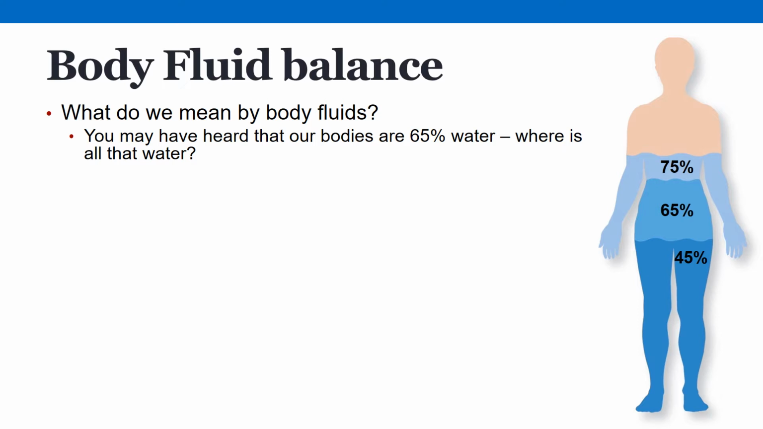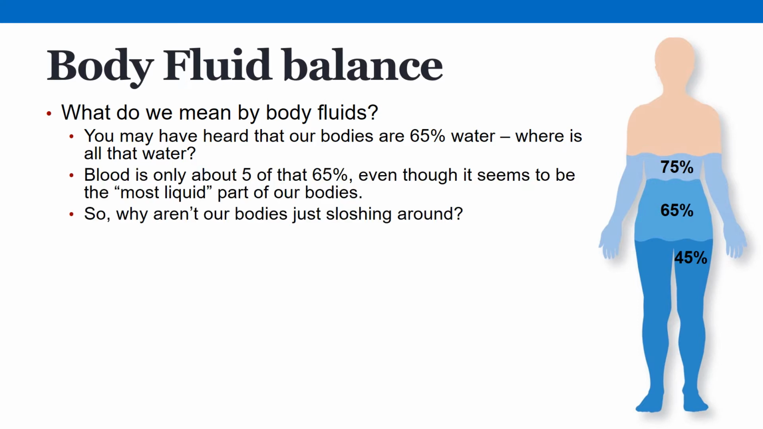Now, you may have noticed that you're not just sloshing around as you walk across the room or sit there in your chair. So clearly that 65% water has to be packaged in some way. It has to be kept in specific places so that our bodies don't just become pools of liquid. So where is all that water? The most obvious answer would be in your blood. But blood makes up only about 5 out of that 65%, even though it seems to be the most liquid part of our bodies. So where is the rest of the water?